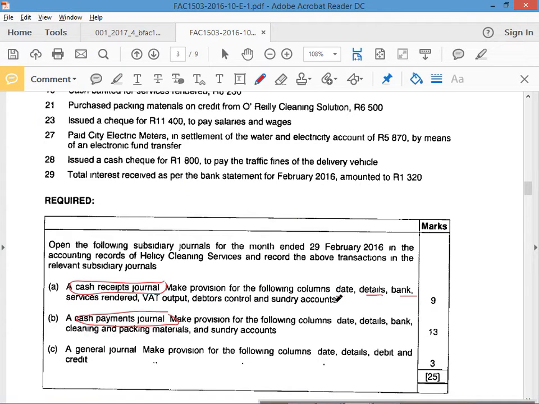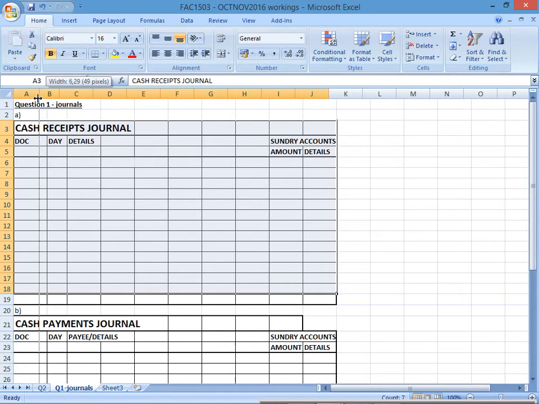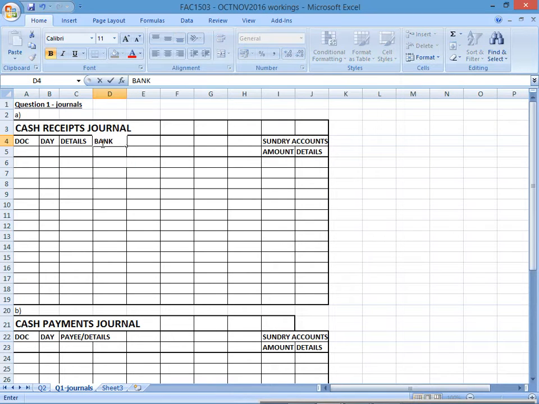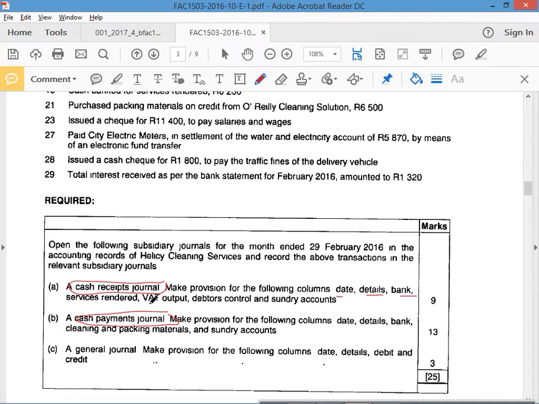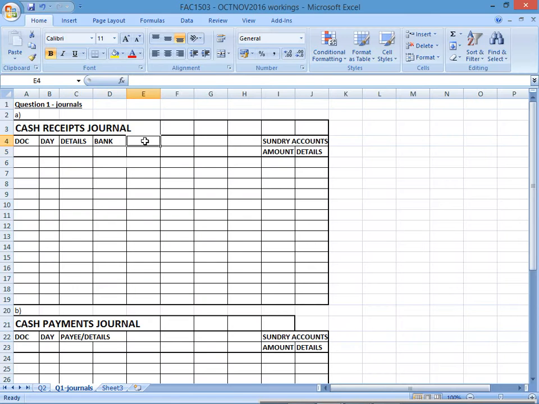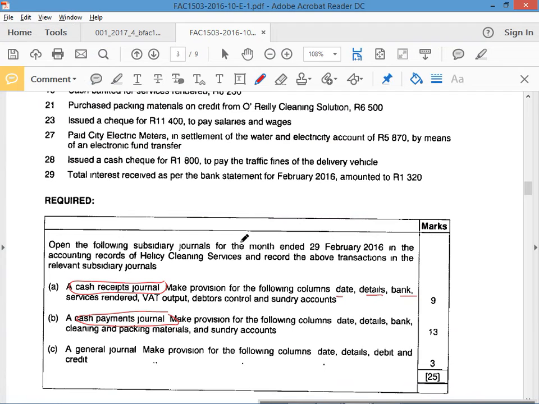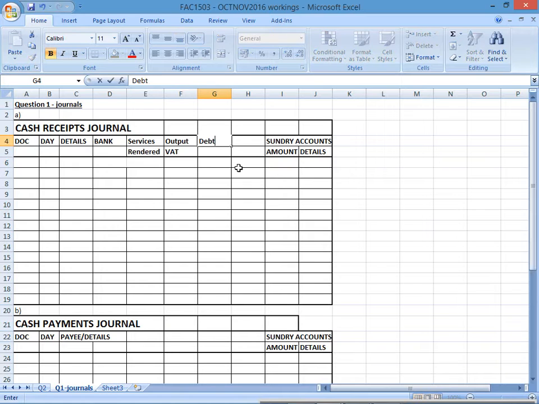Right, so what do they want here? They want the date, the details, the bank. Okay, we've got date, we've got details. Let's write in bank. What else do they want? Services rendered, output VAT. Output VAT. There we go. What else do we want? Debtors control and then sundry. So we need one more column. Debtors control and then obviously the sundry. So that's it for the cash receipts journal.